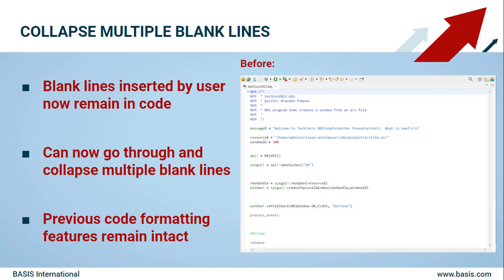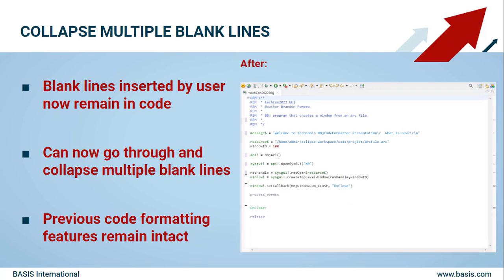For a quick preview, the following code has multiple instances where there are multiple blank lines mixed in with single blank lines and no blank lines. Running the BBJ code formatter with collapse multiple blank lines enabled will result in the following output. As you can see, all instances where there are multiple blank lines have been condensed into a single blank line, while the rest of the code remains untouched. Special statements, such as the on-close statement at the bottom, retain their previous formatting rules.